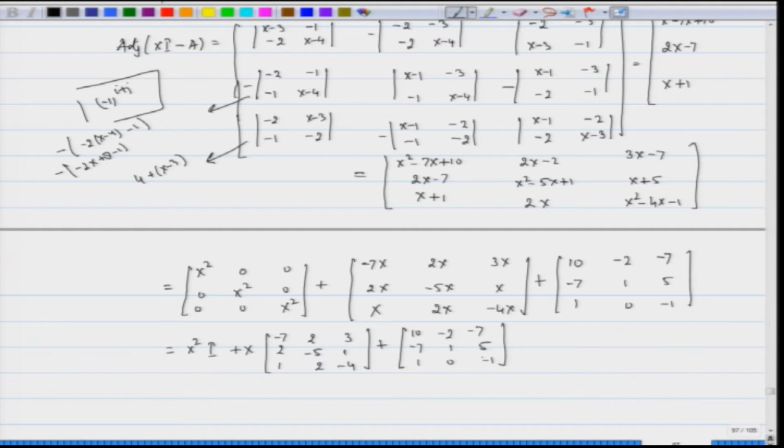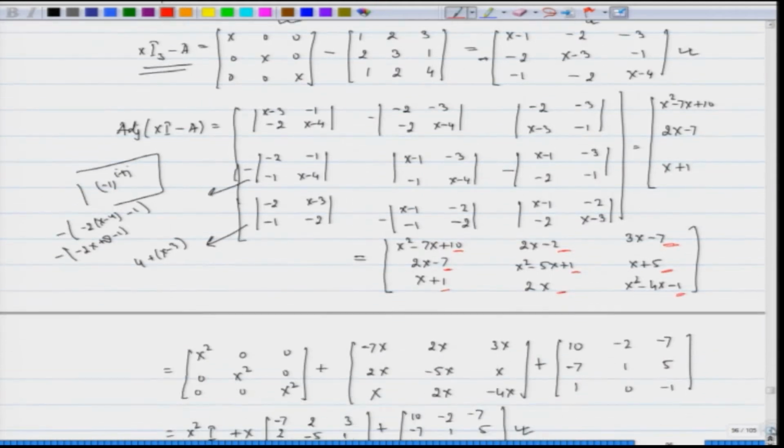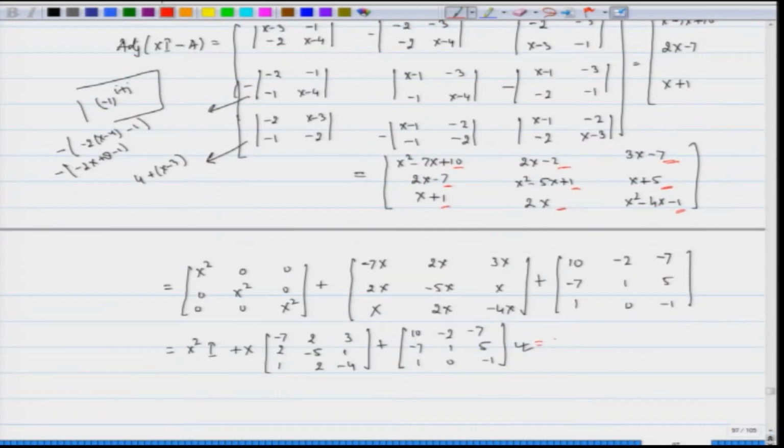I would like you to see that this matrix, let us go back, is the same as the adjoint of A. If you look here, 10, minus 7, 1 is the constant, minus 2 is the constant, 1 is a constant, 0 is a constant here, minus 7, 5 and minus 1, all right. So, I get x square identity plus x times some matrix B. I do not know what that matrix B is, but there is some matrix, plus the adjoint of A. Is that okay?